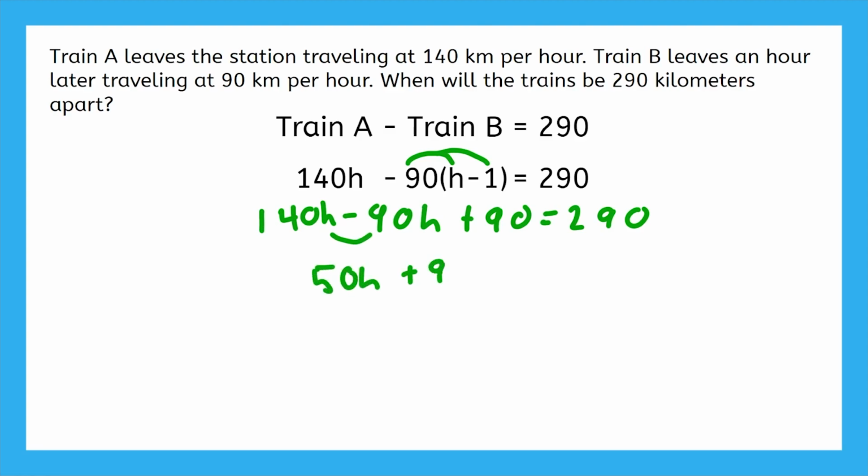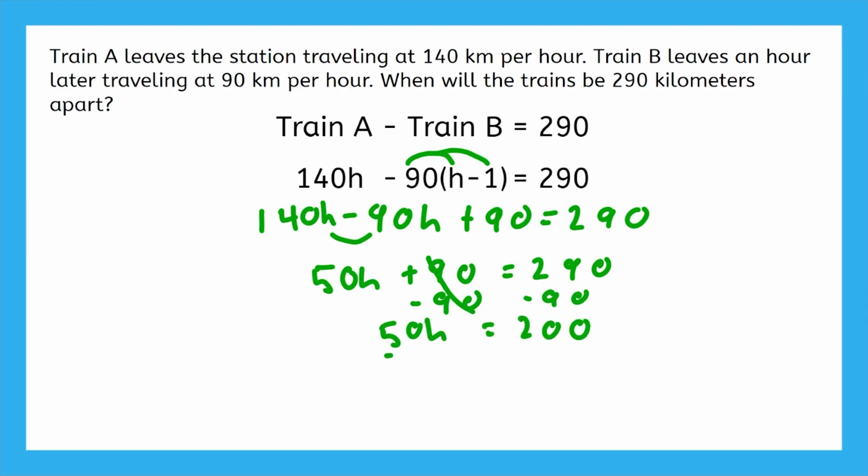From here, it's a simple two-step equation. Subtract 90 from both sides, and we get 50 times the number of hours, which equals 200. So then we divide by 50, and we get h equals 4. At 4 hours, the trains are exactly 290 miles apart. I'll let you check the answer on your own this time.